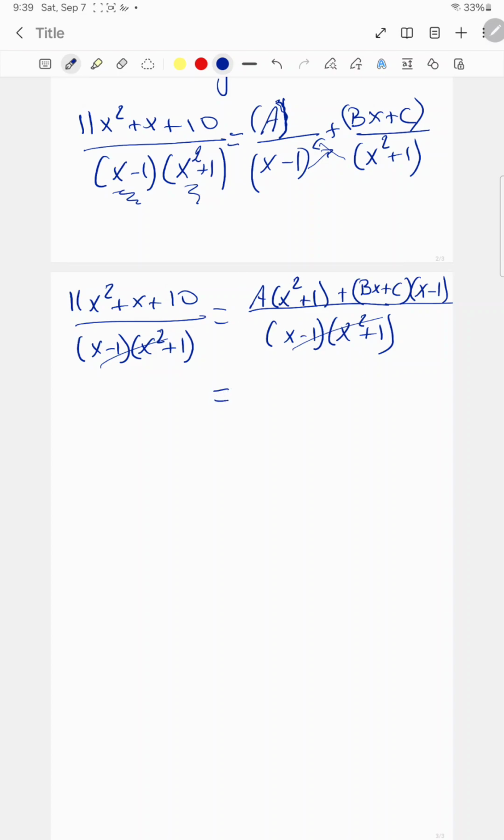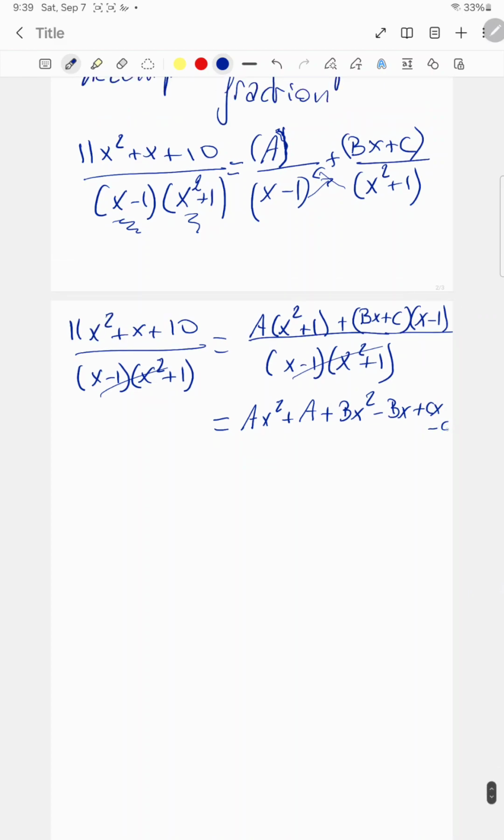So I can multiply a by x squared plus 1, so it becomes ax squared plus a, plus I will multiply bx plus c by x minus 1, so it becomes bx squared minus bx plus cx minus c. Actually, let's move it a little bit so I can put everything on the same line.